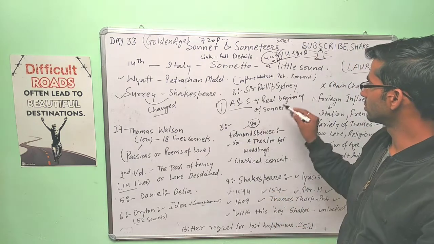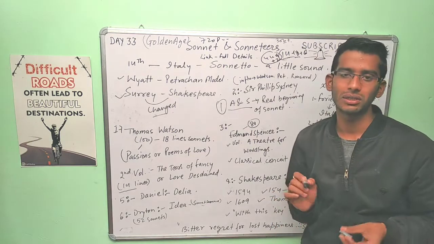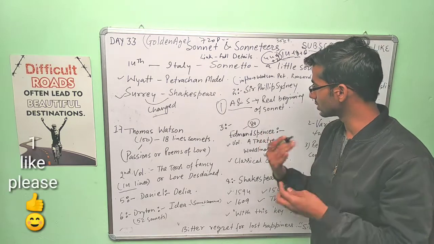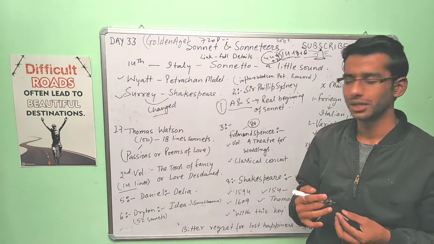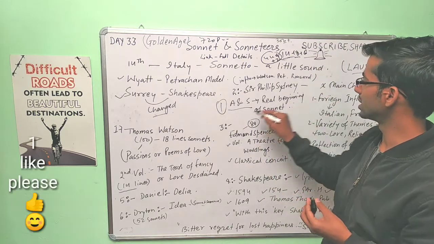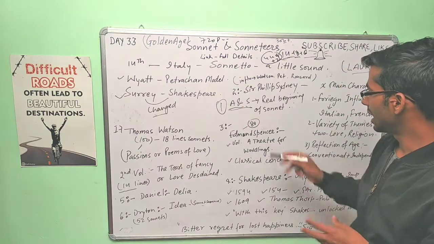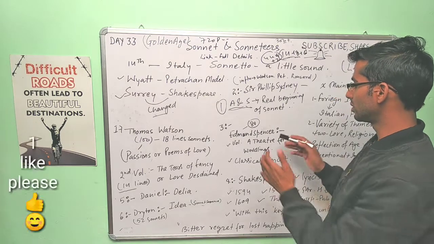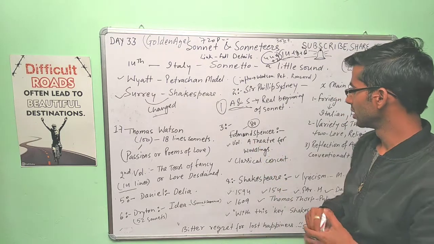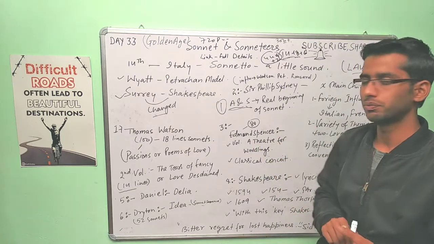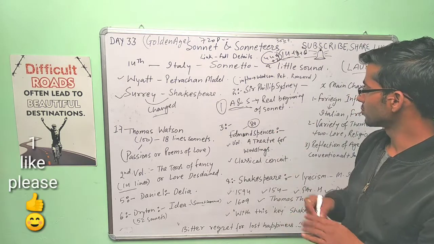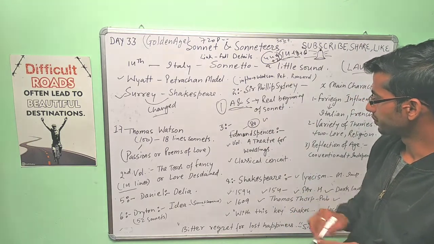This is called the real beginning of sonnet. So if there is a question which is called real beginning of sonnet, you will find Sir Philip Sidney's Astrophel and Stella. Next is Edmund Spenser. We have already made a video on this poet also. He has written 88 sonnets.